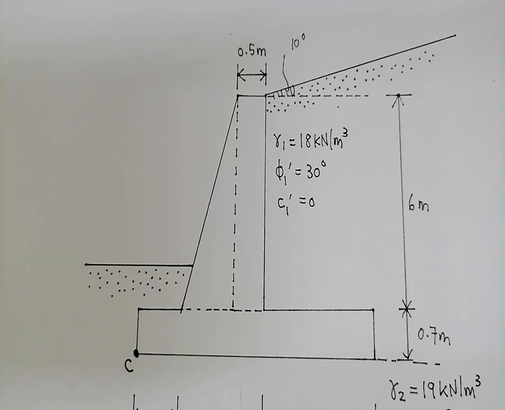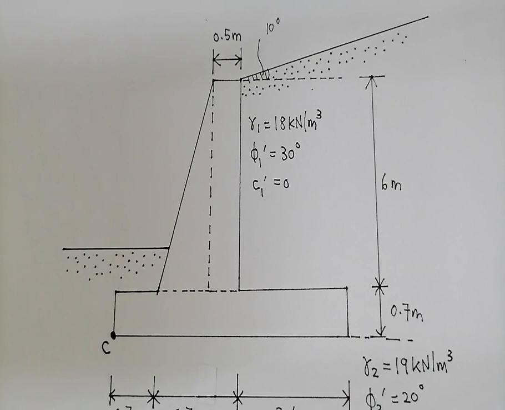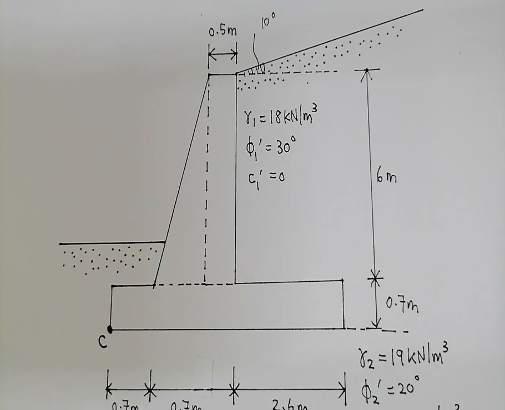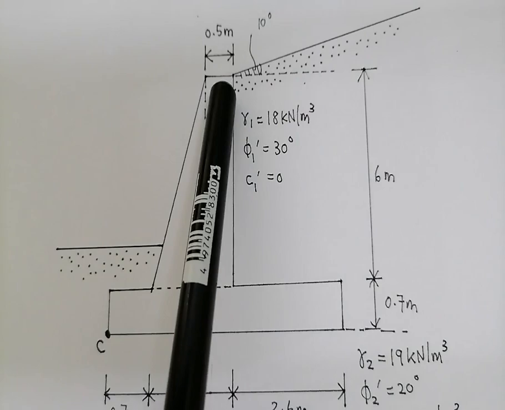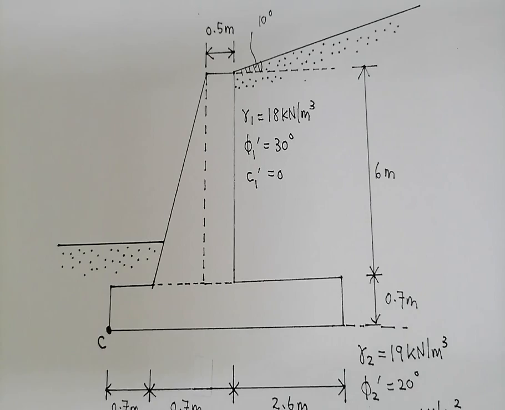All right, let's get straight to the point. This is our retaining wall. I want to make a note here: this is not in your textbook, Principles of Geotechnical Engineering. I took it from a different textbook. All the dimensions are given, and you'll notice we have a sloping backfill at an angle of 10 degrees from the horizontal. Everything else is given.